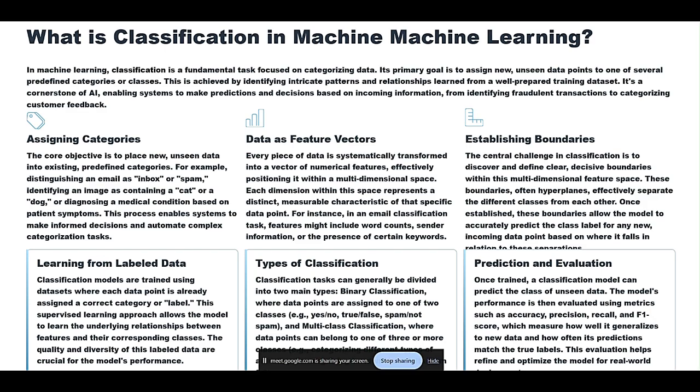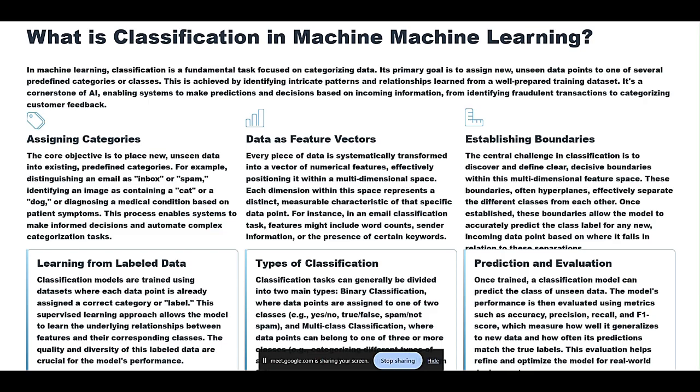Now let's understand what is classification in machine learning. So classification is a fundamental task in machine learning focused on categorizing data. The primary goal is to assign new unseen data points to one of several predefined categories or classes. This is achieved by identifying intricate patterns from a prepared training dataset. For example, a classification model can distinguish an email as inbox or spam. This is a supervised learning approach as the models are trained using data sets where each data point has a correct label or category.